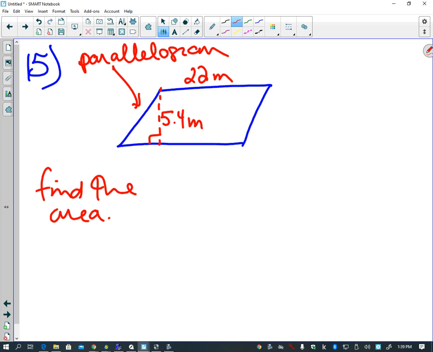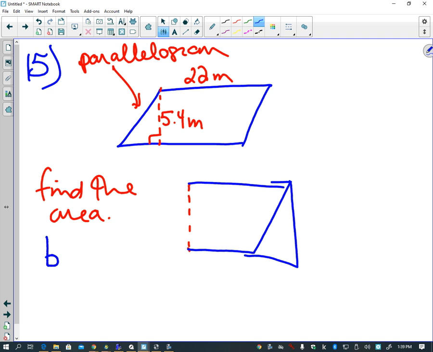and then slide it over here, what I would have then is this dotted line, and I would have this, and that piece that I cut off would fit perfectly right here. So finding the area of a parallelogram, the formula is just base times height.